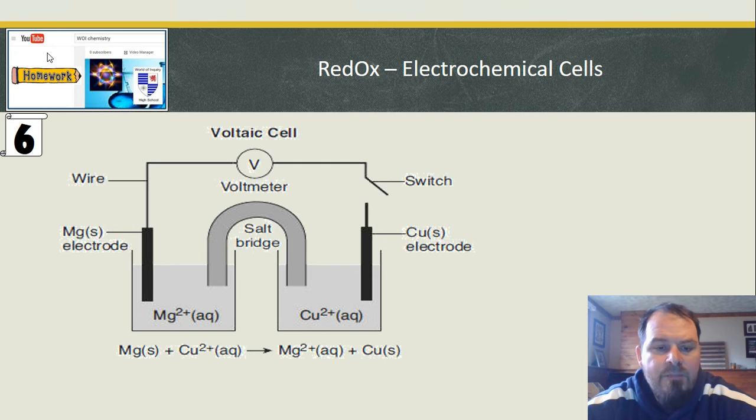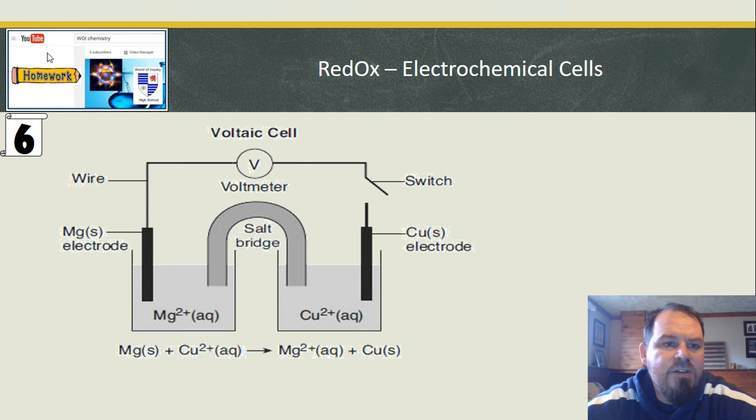cell. Also notice that there are 2 beakers. There's a beaker of the Mg+2 solution, aqueous in water, and a solution of the Cu+2 aqueous solution in the water. Notice how there are two beakers with one electrode in each. Another giveaway that this is a voltaic cell.